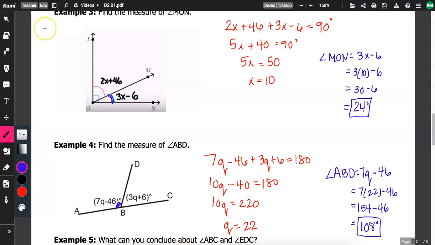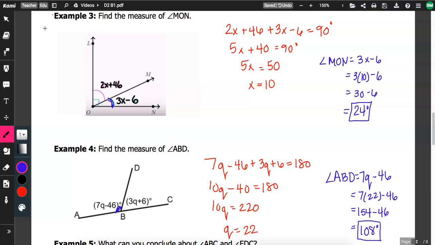All right. Here are my answers for example 3 and 4. Example 3, for the x value, I got 10 because these are complementary, so they equal 90 when we add them up. Angle MON is 24 degrees. Example 4, I get a Q value of 22. These angles are supplementary, so they equal 180. Angle ABD then equals 108. So again, feel free to pause if you want to look closer at that work.